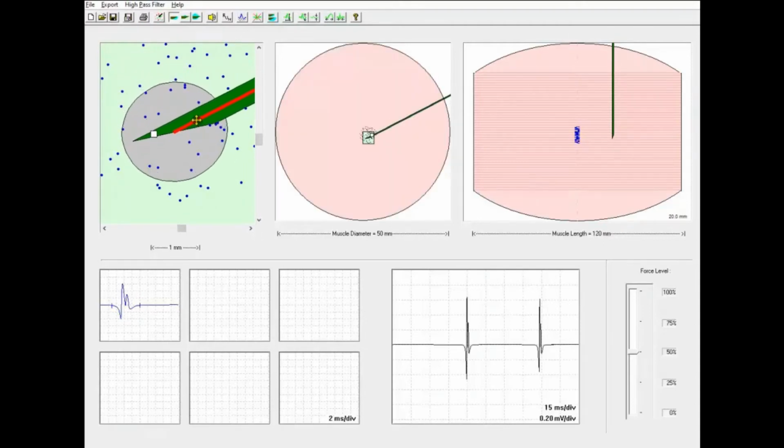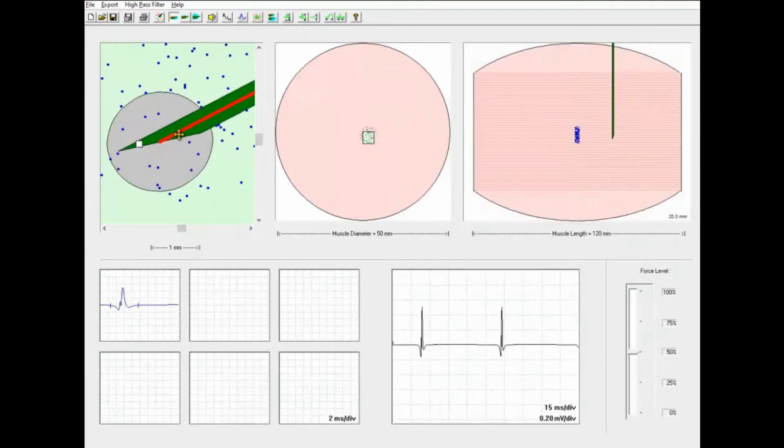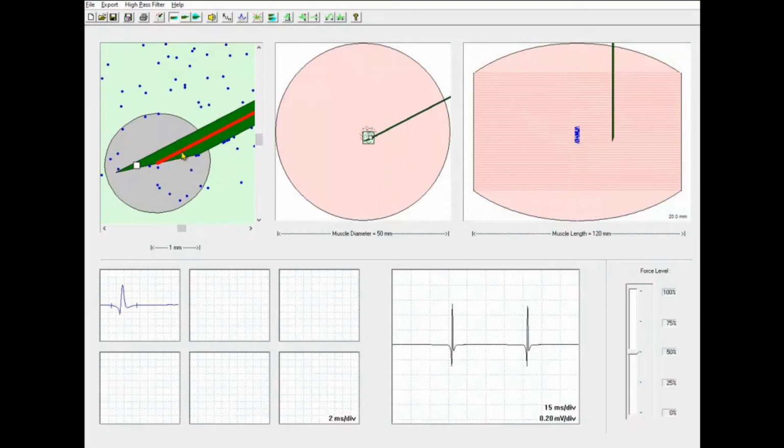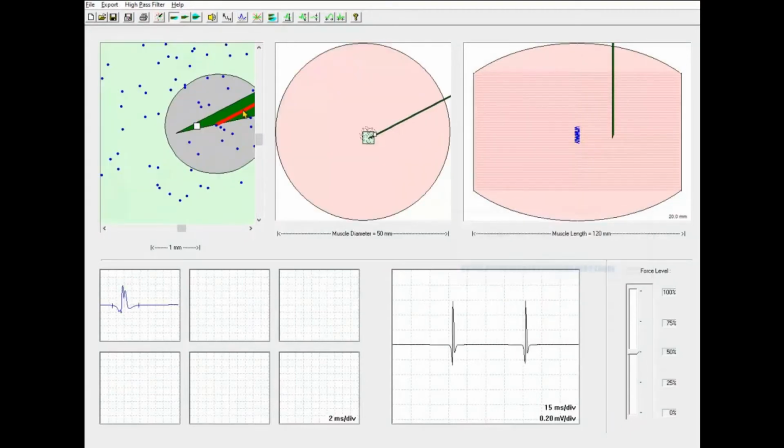And if we move the electrode to another place in the muscle, we get other shapes of the multi-unit potential. So you see how in the same muscle we get any shape of the multi-unit potential. But when we run the consecutive discharges here, you see that for a standard position, the multi-unit potential has a constant shape.